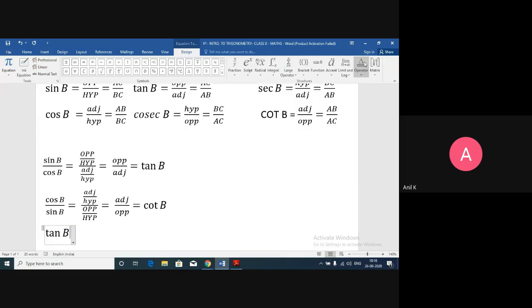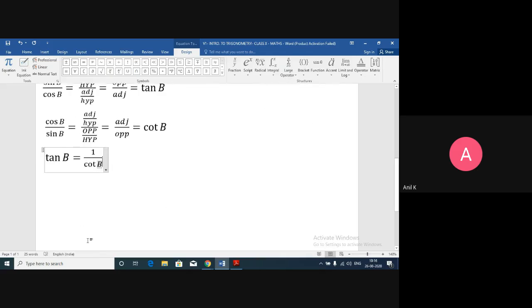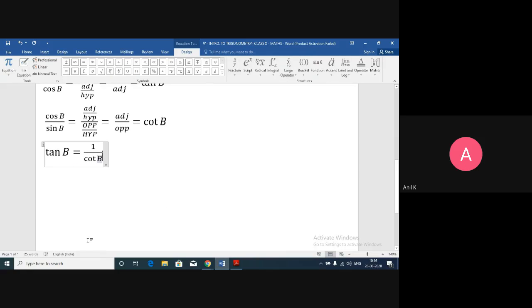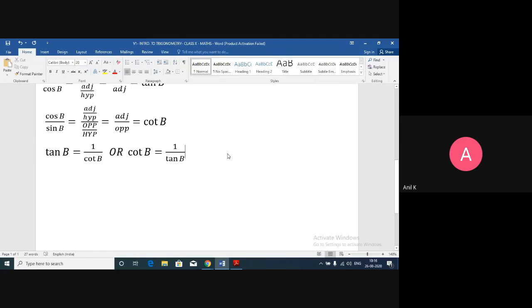Tan B is equal to 1 upon cot B, or you can put cot B equal to 1 upon tan B. Both ways it is okay. If you want, let me write. Cot B is equal to 1 upon tan B.